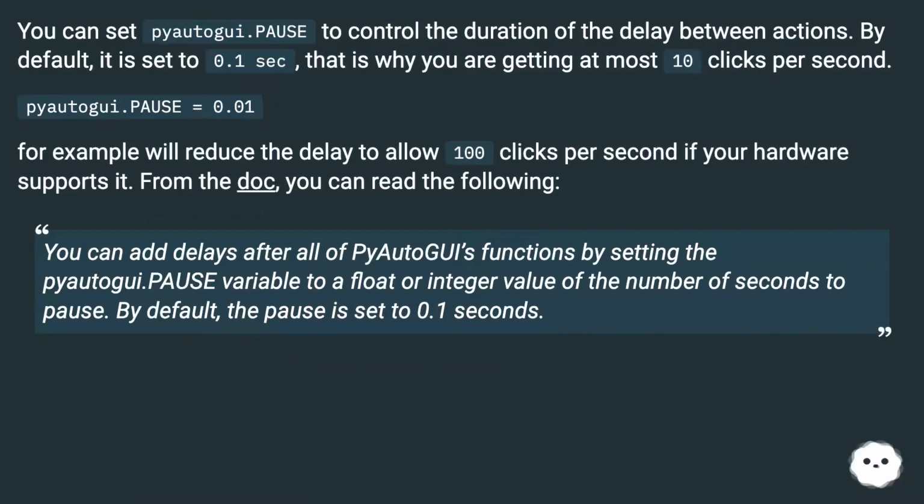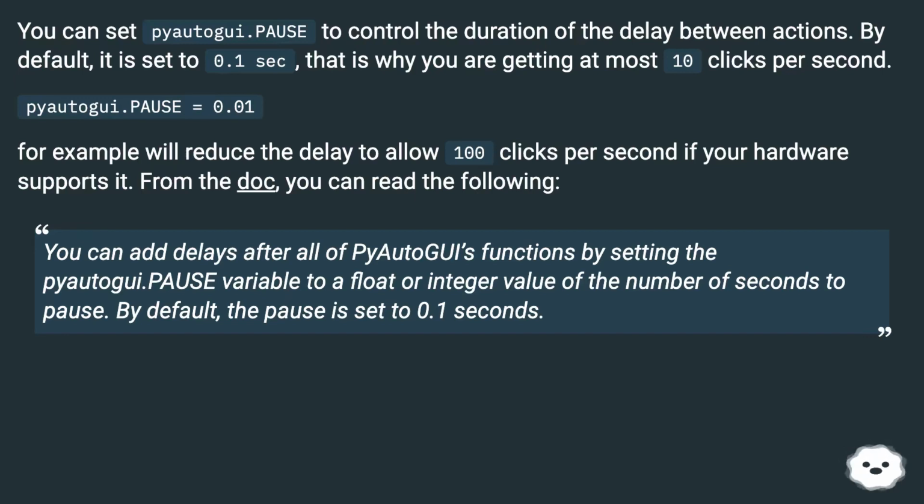You can set pyautogui.PAUSE to control the duration of the delay between actions. By default, it is set to 0.1 seconds, that is why you are getting at most 10 clicks per second. pyautogui.PAUSE = 0.01, for example, will reduce the delay to allow 100 clicks per second if your hardware supports it.